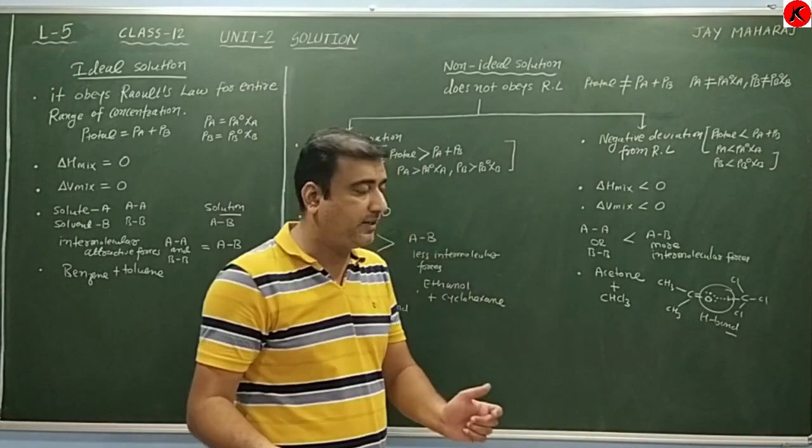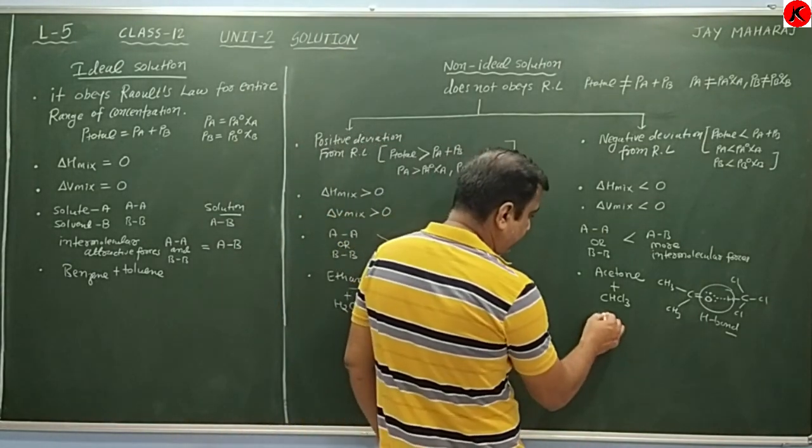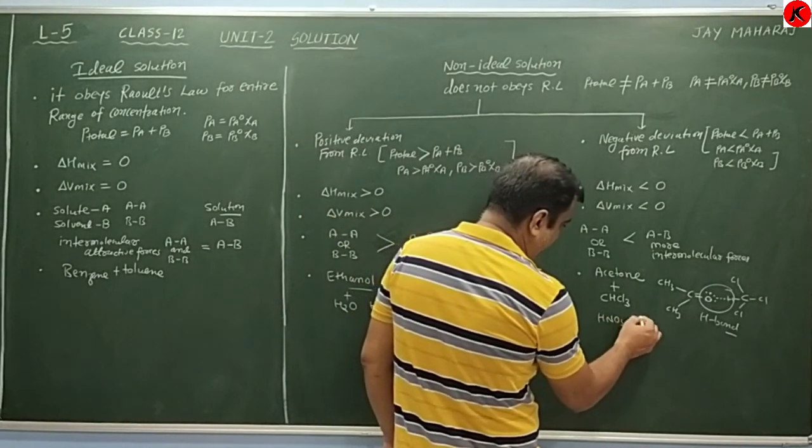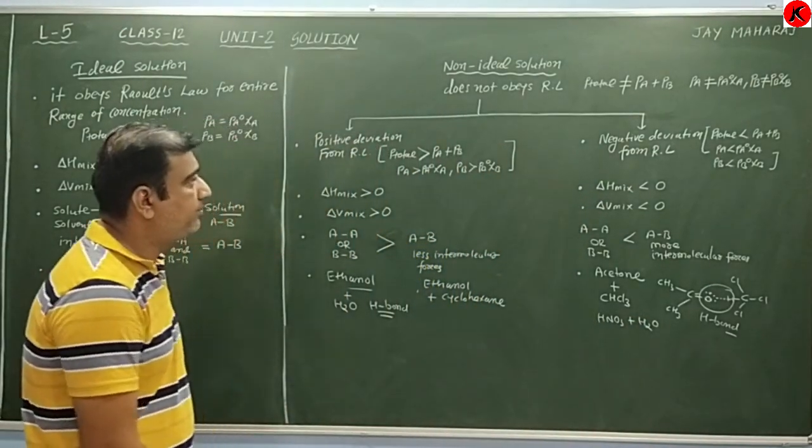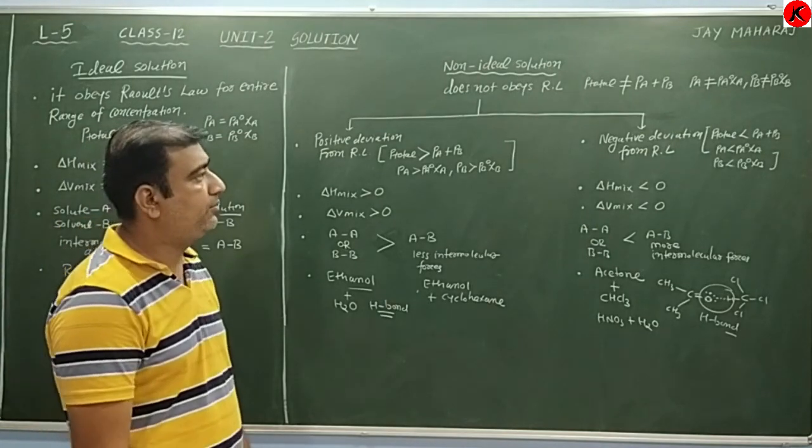Again, nitric acid plus water, HCl plus water, are examples of negative deviation from Raoult's law.